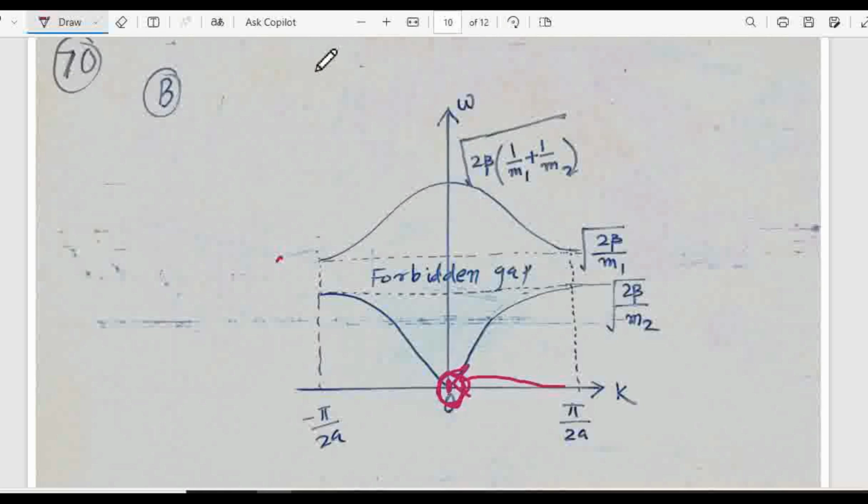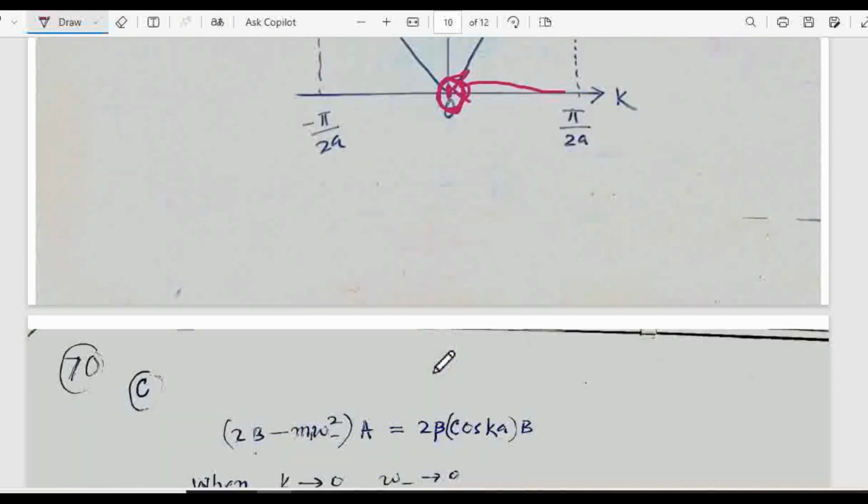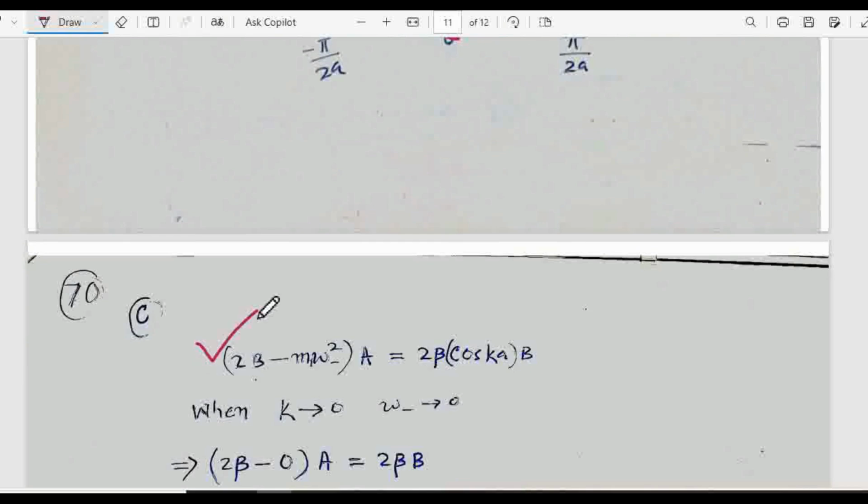When k tends to 0, the two masses move in the same direction. Let's see how. Now you take this condition. This is the equation. As I have mentioned, these equations are calculated using matrix simplification with the use of Hooke's law. When k tends to 0, omega negative. Omega negative denotes the acoustic mode, and whenever we write omega positive, it is for the optical mode.